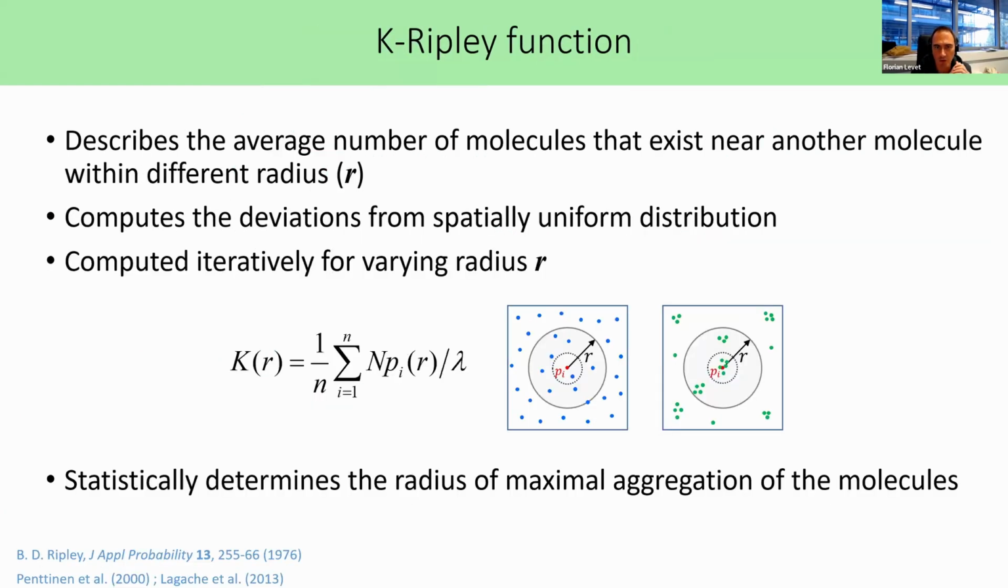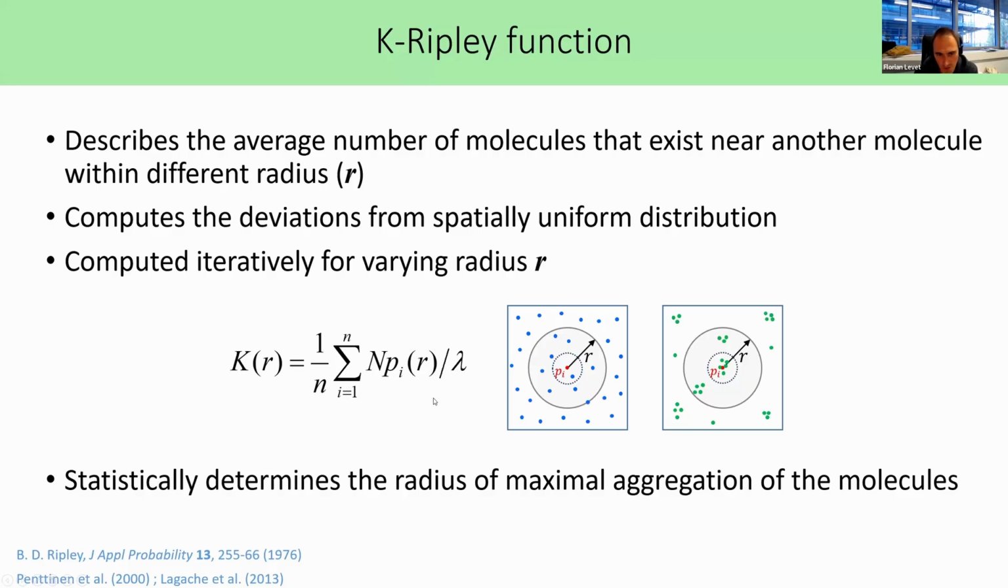So for clustering, I will present the Ripley's K function, which is the most used function in the field. You really try to describe the average number of molecules that exist near another molecule within different radius. It computes the deviation from a spatially uniform distribution, and this is computed iteratively for varying radius R. Here, for instance, you can see two datasets, one that would be a random distribution, one with some clusters. And you have this equation that defines the Ripley's K function.